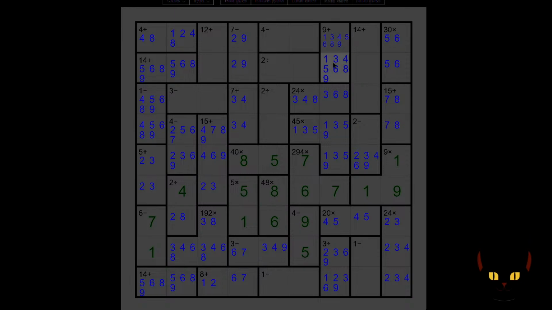Okay, so if there's no 2 here, or here, or here, or here, or here, or here, or here, one of these must be the 2. The only thing that pairs with a 2 and a 3 divide is a 6. So this is only 2 or 6.